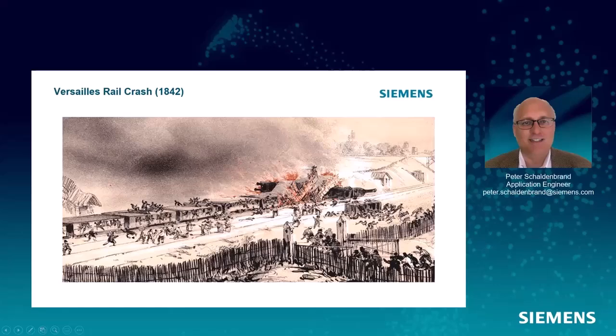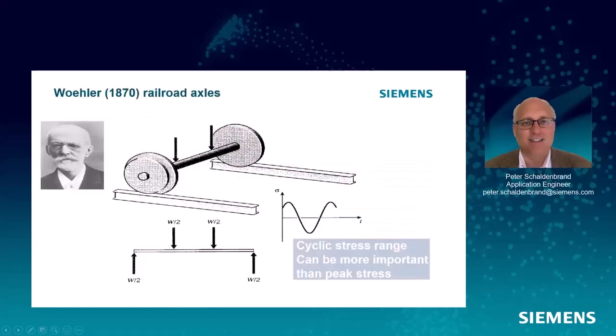So fatigue all got started in 1842. There was a big crash in Versailles, and they sent somebody out to investigate it. And the revelation from there was that the cyclic stress can be as important or more important than the static. So we assume that you design it right towards the static part, right? At that time they designed the train correct for the static. What they didn't account for is as the axle rolls, there's a cyclical load, and that accumulated damage over time and failed. So this started fatigue off.